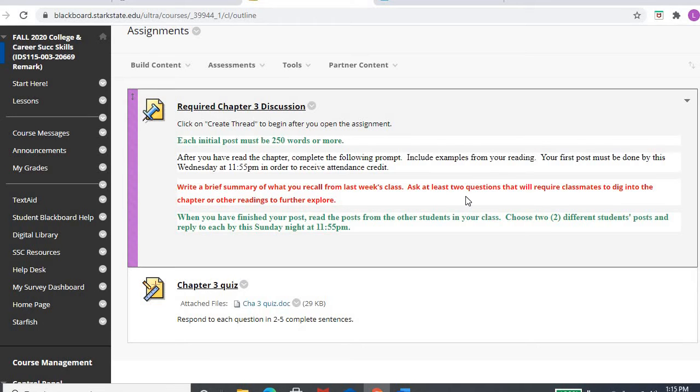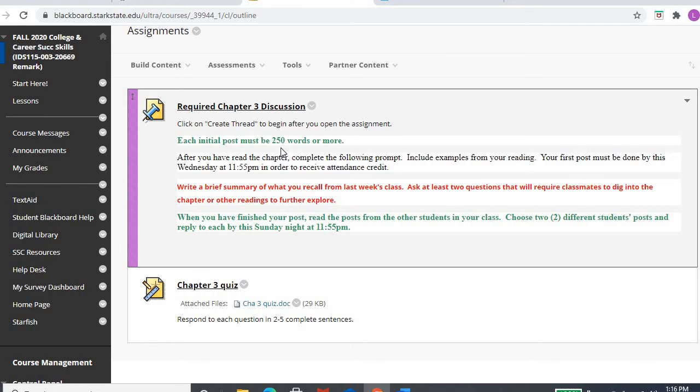So again, a summary of what chapter 3 and the week 7 lesson were about, and then 2 questions, and you do not have to answer them. Just pose 2 thought-provoking questions that would require reflection or going back and reviewing information connected to that content area in chapter 3. So that is your chapter 3 discussion.